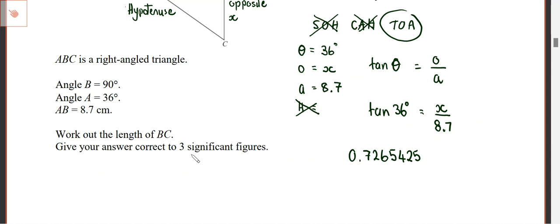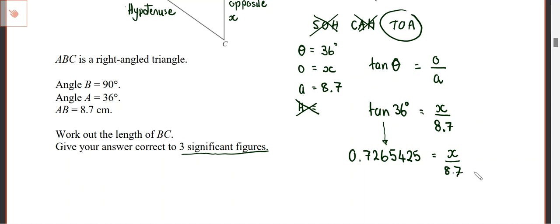I've gone for a few because I've looked at my answer and it's got to be 3 significant figures. Now, tan of 36 is what this ratio needs to equal. So I can say that that side divided by 8.7 needs to equal this number. So how do I figure out what the x is going to be? It's x divided by 8.7 is equal to that. So, basic algebra.